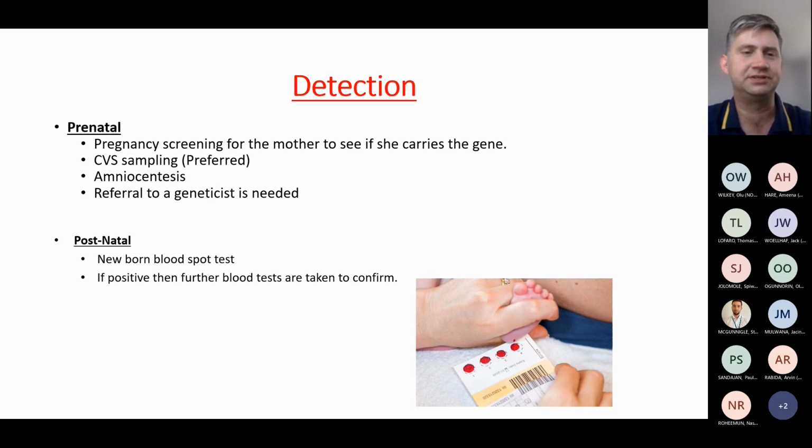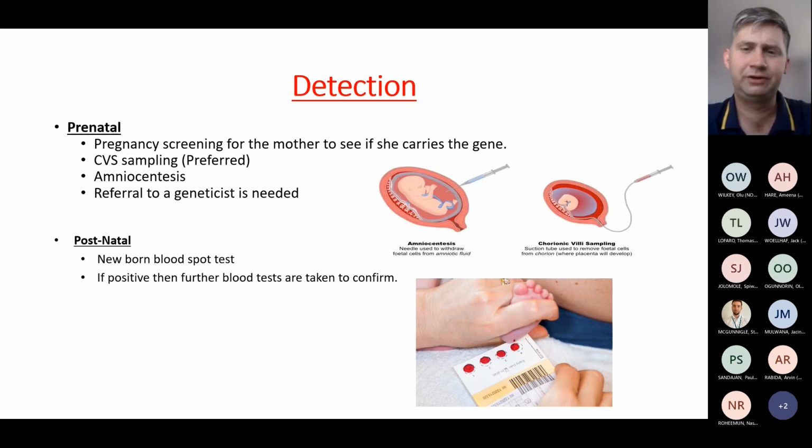Postnatally, we do the Guthrie test, which is now called the newborn blood spot test, which tests for a variety of different metabolic inheritable conditions such as cystic fibrosis. And if positive, then further blood tests are taken to confirm. However, if we know, say, the mum or the father is one of our patients and we know that their partner is a carrier, it's just a simple case of doing a blood test when they're born to confirm everything. So a little nice picture of the amniocentesis versus chorionic villus sampling explains the differences. We did a chorionic villus sampling earlier. As you can see, it's more of a fetus. It's earlier in stage in the pregnancy.